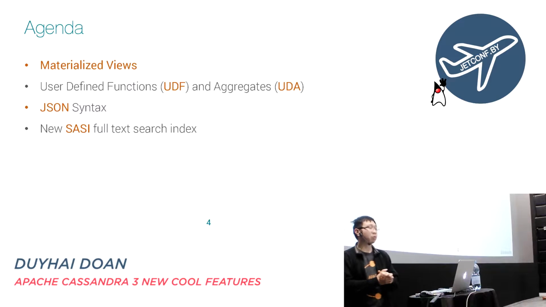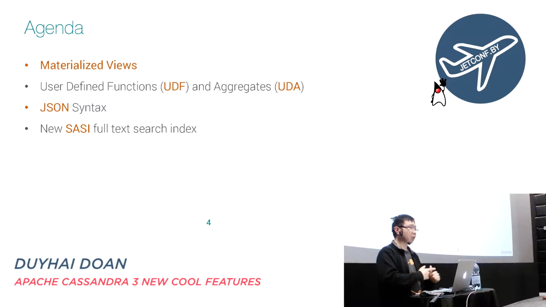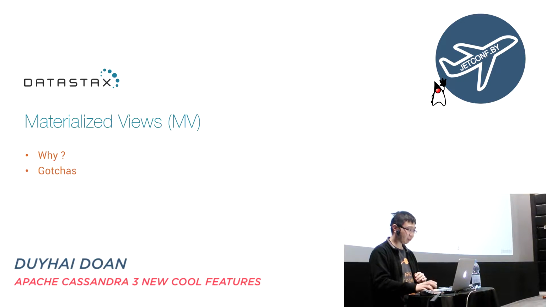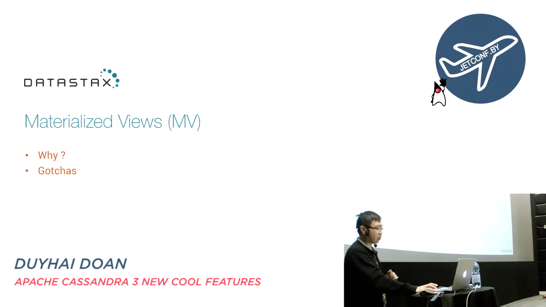Today we are going to talk about Materialized View, User-Defined Functions, Aggregates, the new JSON syntax, and the new FullText Search index that had just arrived 1 month earlier. So, Materialized View. Why do we need Materialized View?